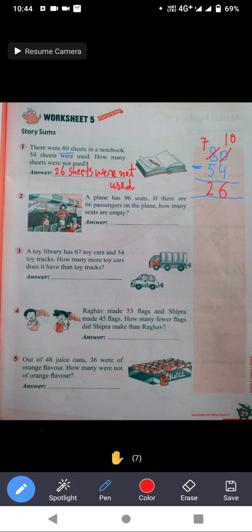We will take out the used ones from the total sheets. So total sheets are 80, and the used ones are 54. So we will subtract used ones from total sheets. Then we will get the sheets which were not used.